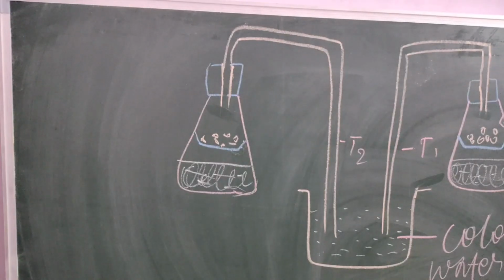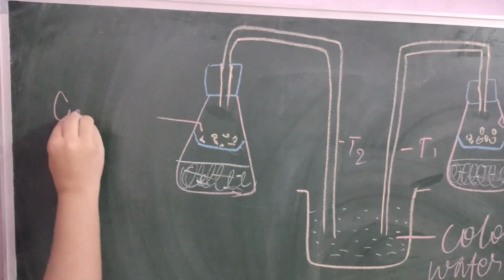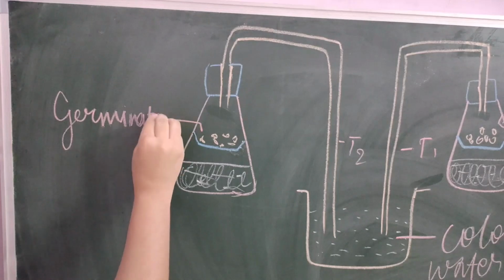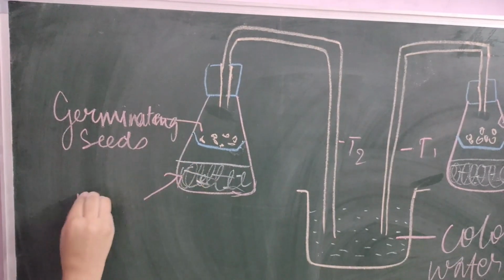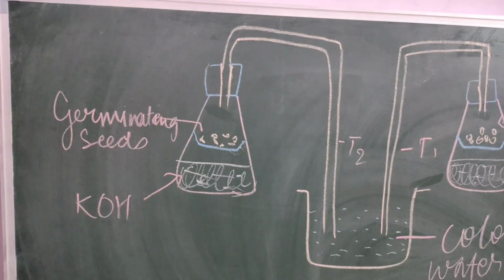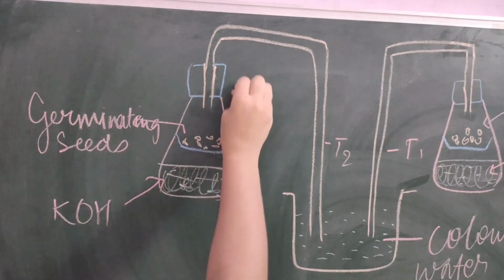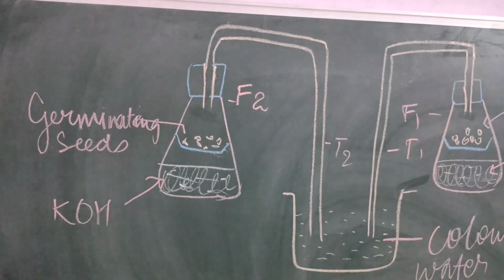Next, on this side we have germinating seeds, that will germinate and produce CO2. Here also we have the same KOH solution. What is the function of KOH solution? KOH solution is used to trap, or say that it is used for collecting the carbon dioxide. Here we have flask 1, or say flask 2 at this side, and we have here flask 1.